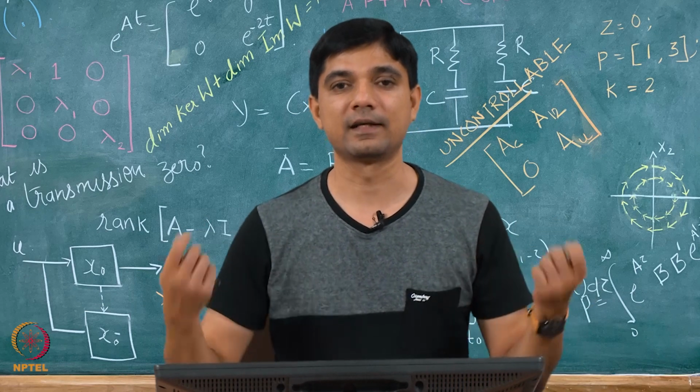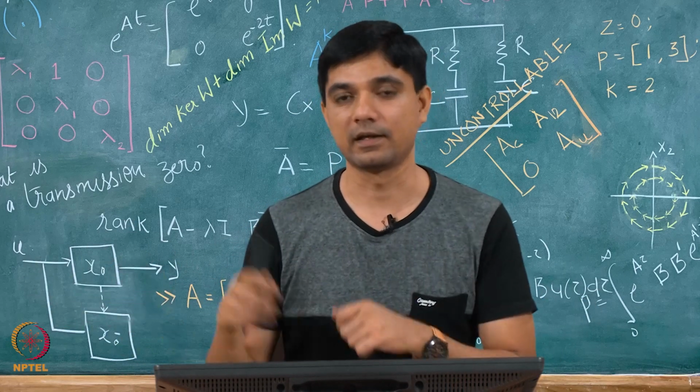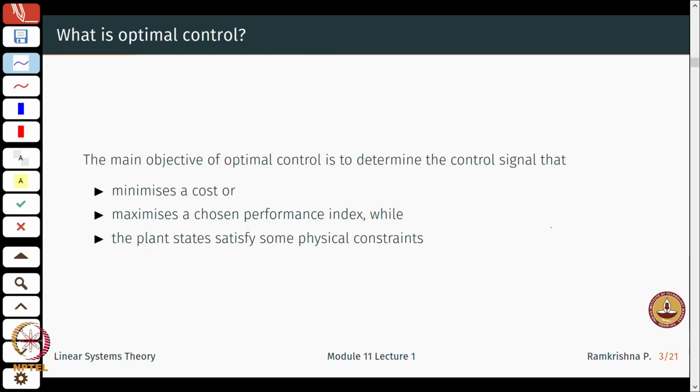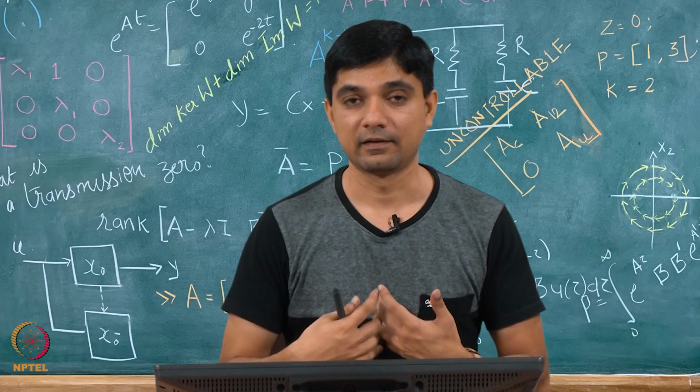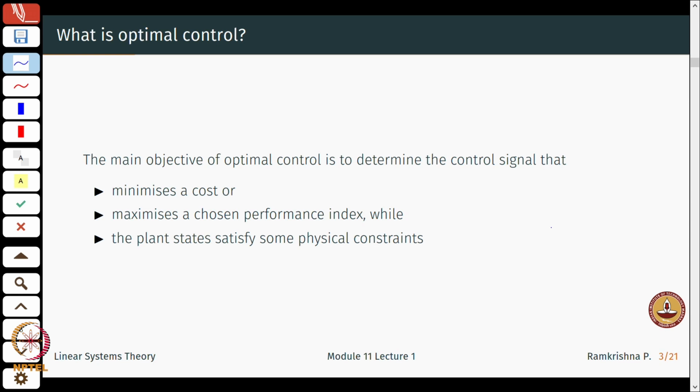So far we are like, okay, can I design a controller u equal to minus kx such that poles are placed somewhere, performance is such and such, and so on. Okay. So, when I look a little further, yes, I can design a controller, but now I need to answer a few more questions. One question would be, well, the main objective here, if I look at optimal control, is to design a control signal that minimizes a certain cost. At the same time, does it maximize a certain performance index, and the plant could have some physical constraints.